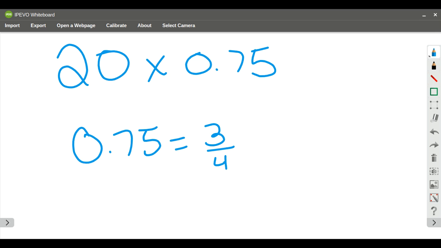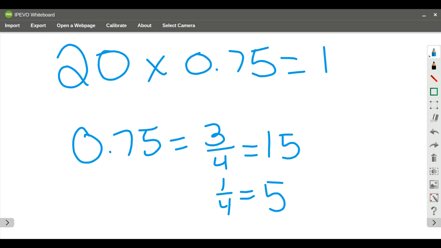So I don't know what 3/4 of 20 is yet, but I can get there. I need to figure out what 1/4 of 20 is first. So to figure out what 1/4 is of 20, I'm going to take 20 and divide that by 4. When I divide that by 4, I get 5. So if 1/4 is equal to 5, then 3/4 is going to be equal to 15. So 20 multiplied by 75 hundredths is going to be 15. He walks about 15 miles a day.